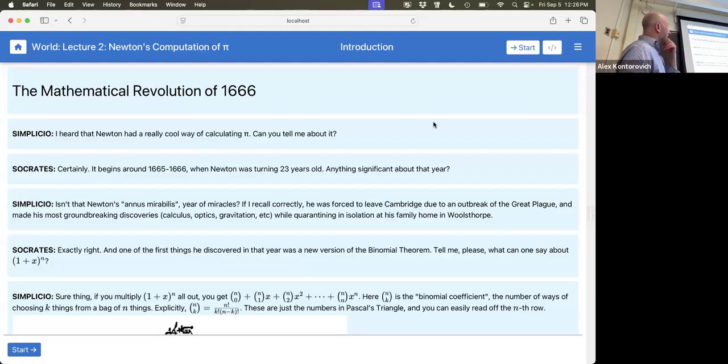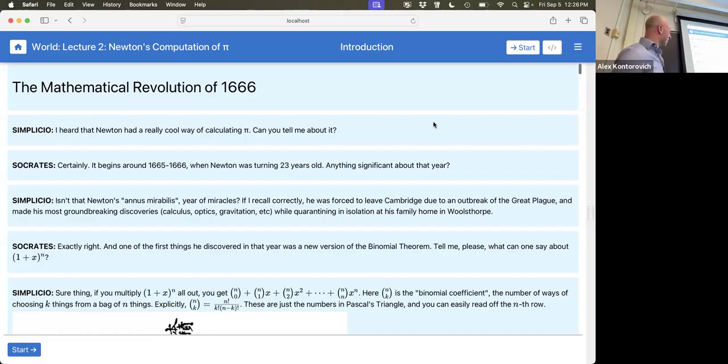Socrates says, yep, it begins in the year 1666, roughly. Newton's 23. Anything significant about that year? That's Newton's year of miracles, Annus Mirabilis. If I recall, he was forced to leave Cambridge because there was a plague. There was a pandemic, and he had to quarantine at home. I don't know what you did on your quarantine, but this is what Newton did on his quarantine. He made all kinds of groundbreaking discoveries on calculus, optics, gravitation, etc.